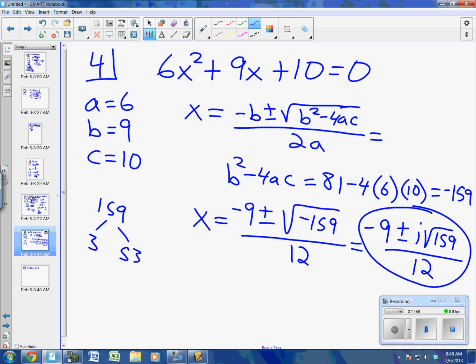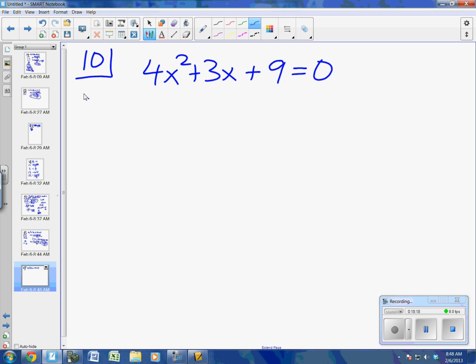Well, okay, let's go back. 159 is inside the square root, so even though 3 goes into all of those, we can't do that. It has to be a number outside the square root. The number inside doesn't count, okay?